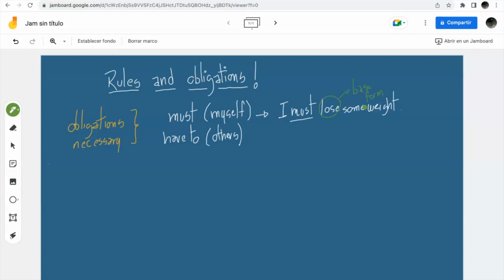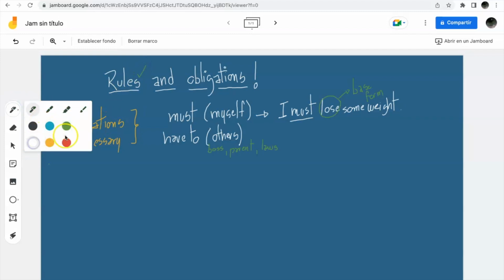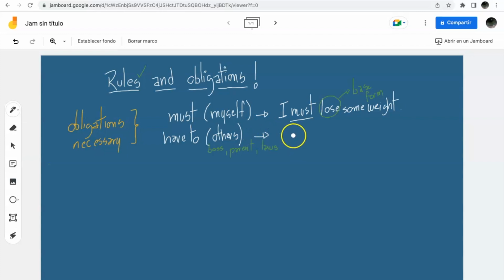On others, so for example, who are others? Other people, such as your boss when you're working, your parents, mom and daddy, and say, why not, the law or laws, okay? So rules. So in this case, not always 100% of the time, but you get the rule, you get the idea.